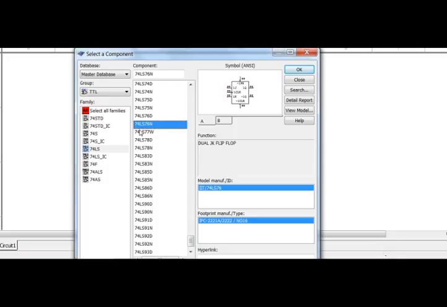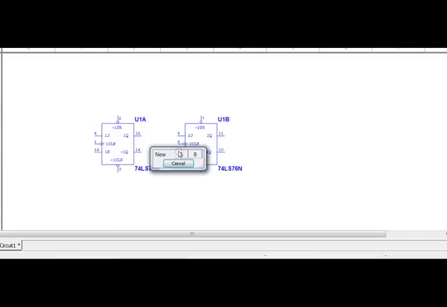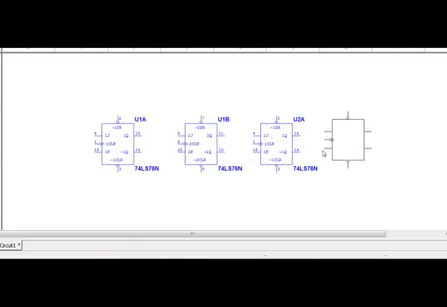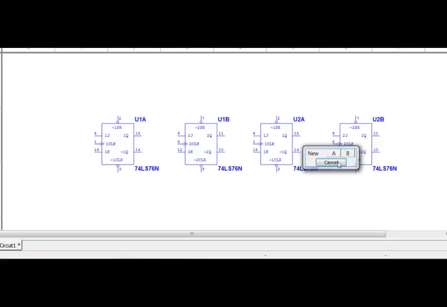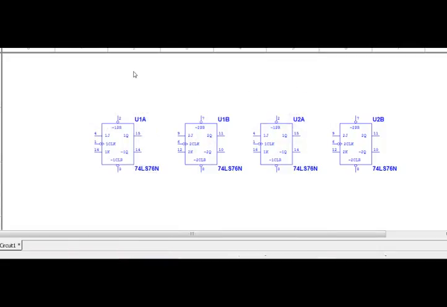Negative going clock. Okay, looks like the right guy. So I need 1, 2, 3, 4. All right. Then we're going to put a bus around it. Oh, that's dumb. There, okay, get rid.